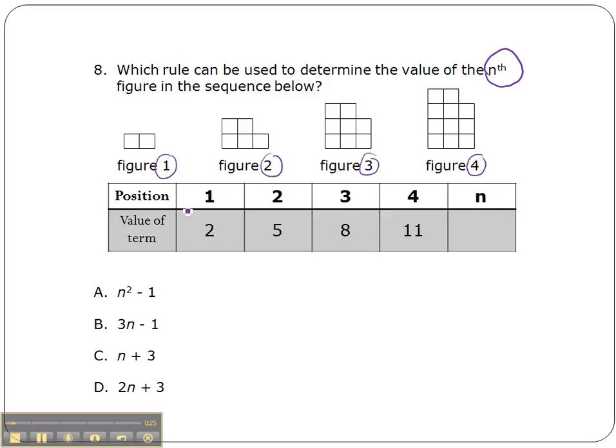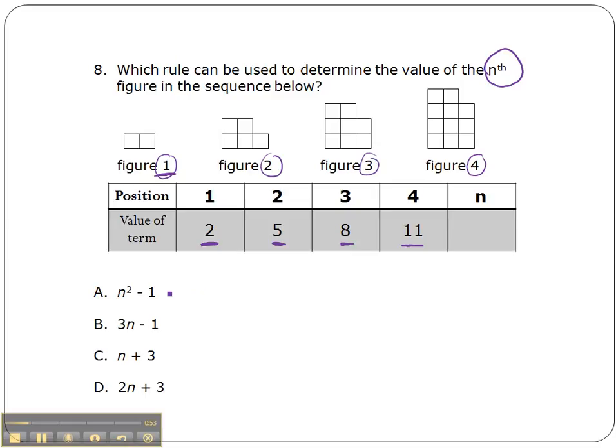It's just a variable. So for position 1 in our sequence, figure 1 has 2 squares, so the term is 2. Figure 2, the second position in our sequence, has 5 squares. Figure 3 has 8 squares, and figure 4 has 11 squares. We're looking for the rule that will give us that sequence for each position in the sequence.